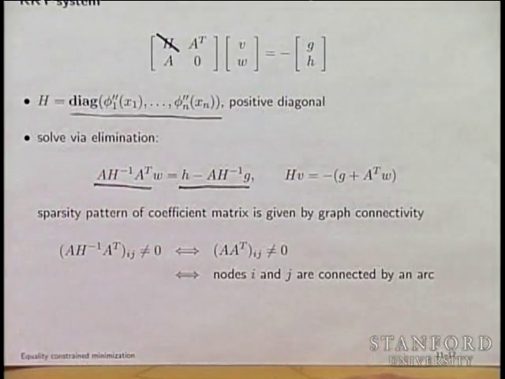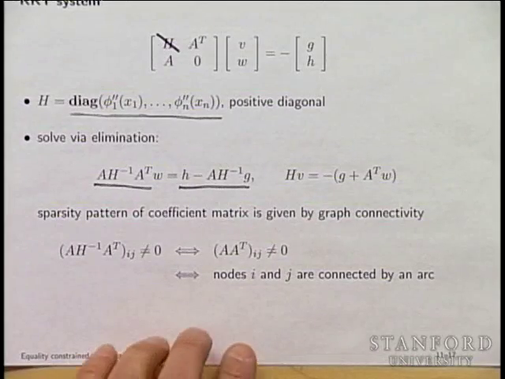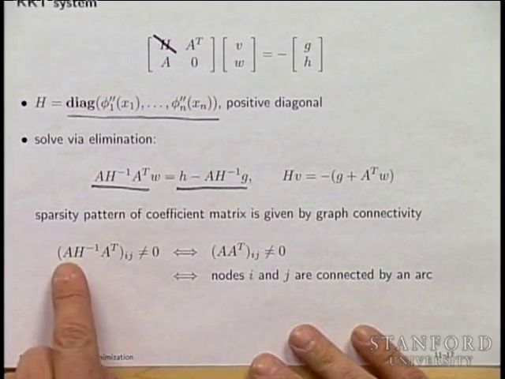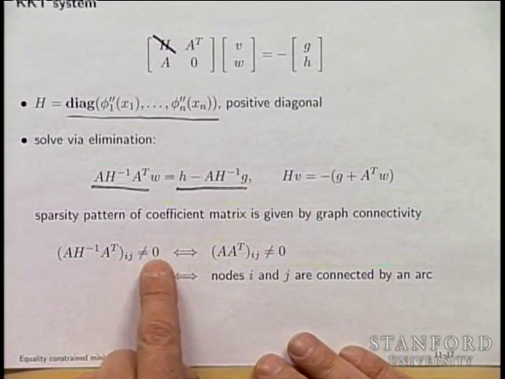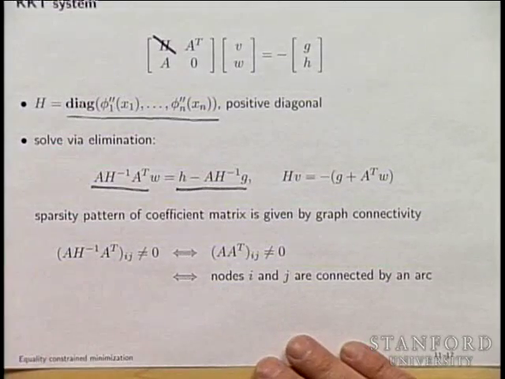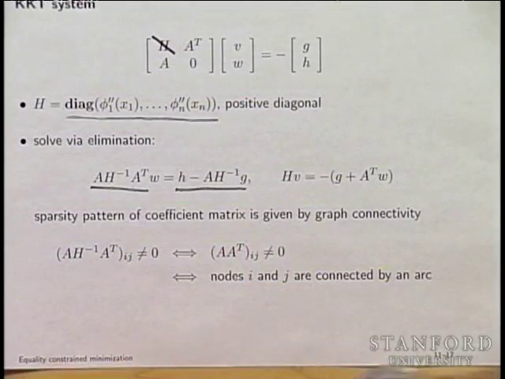By the way, the sparsity pattern of A diagonal A transpose is extremely easy to work out when A is a graph incidence matrix. It's very, very easy. It turns out that (A diagonal A transpose)_ij is not 0 if and only if, that's a nodes by nodes matrix that you're solving, I and J are connected by an arc. So that even tells you now about the sparsity pattern you're going to see.